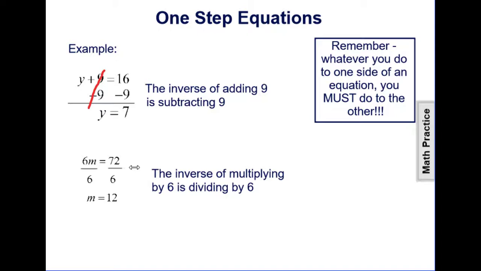In this example, 6m equals 72. It's 6 times m. So the inverse of multiplying by 6 is dividing by 6. So that on each side, if we divide by 6, will leave us with m equals 12. Again, in one step, dividing by 6, we've arrived and solved our equation.